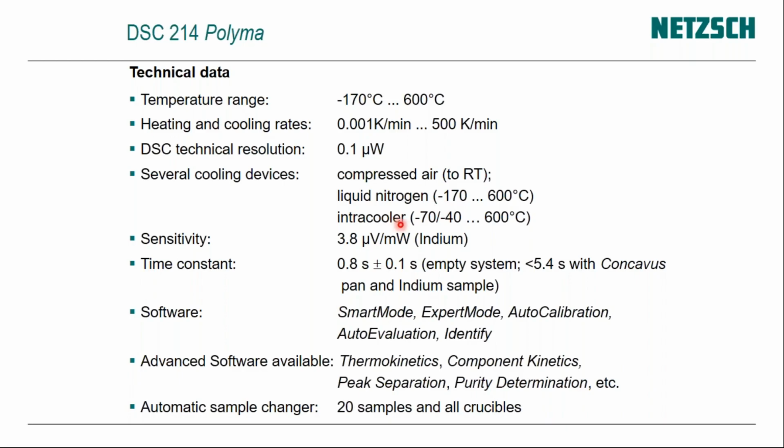Intracooler is nothing but a chiller. It's a dedicated chiller which can be connected to our differential scanning calorimetry. So we have two different kinds of intracooler, a -70 intracooler and a -40 intracooler. Depending upon the customer's temperature range and application, the type of the intracooler can be selected. And the advantage of our heat flux DSC, this model, is that you can connect the liquid nitrogen cooling system as well as the intracooler simultaneously.